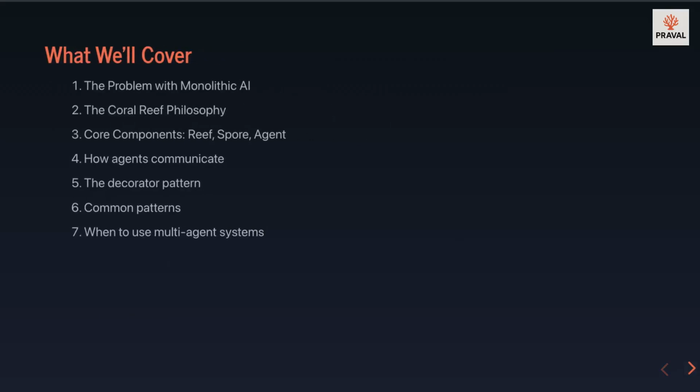So here's what we're going to cover today. First, we'll look at why the traditional monolithic AI approach causes so many headaches. Then I'll introduce you to the coral reef philosophy, which is really the heart of how Praval thinks about multi-agent systems. We'll walk through the three core components: the reef, the spore, and the agent. We'll see how agents communicate with each other, explore the decorator pattern that makes everything so simple, look at some common design patterns, and finally discuss when multi-agent systems make sense and when they're overkill.